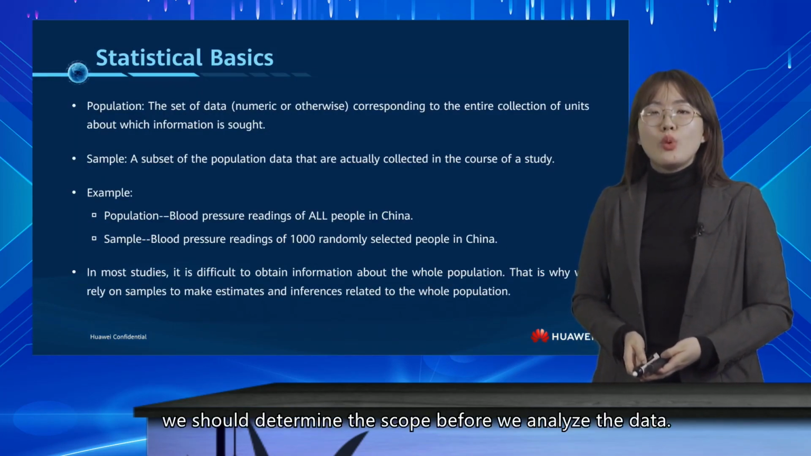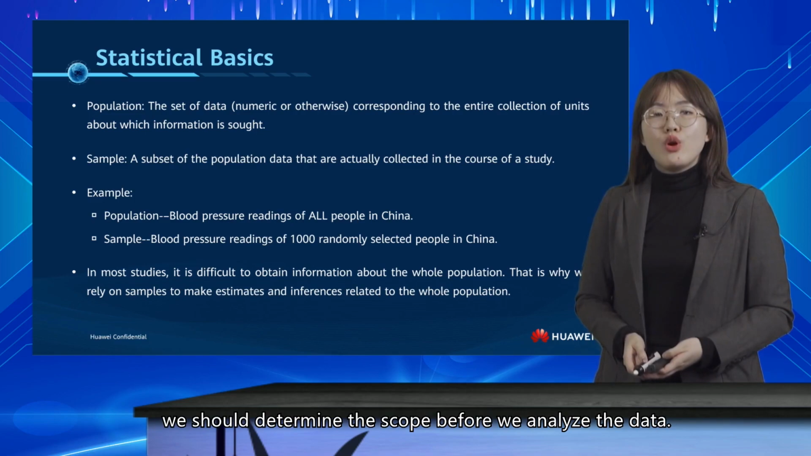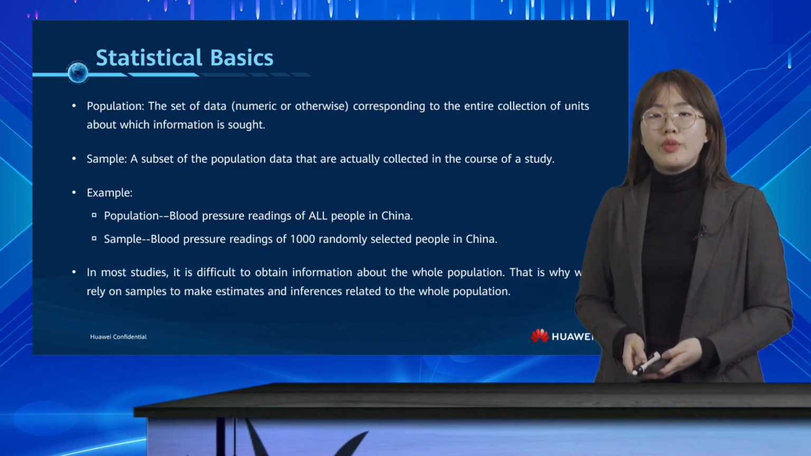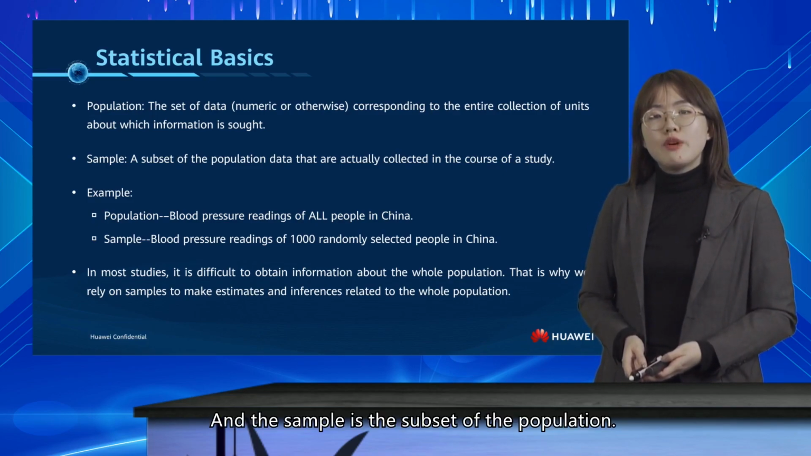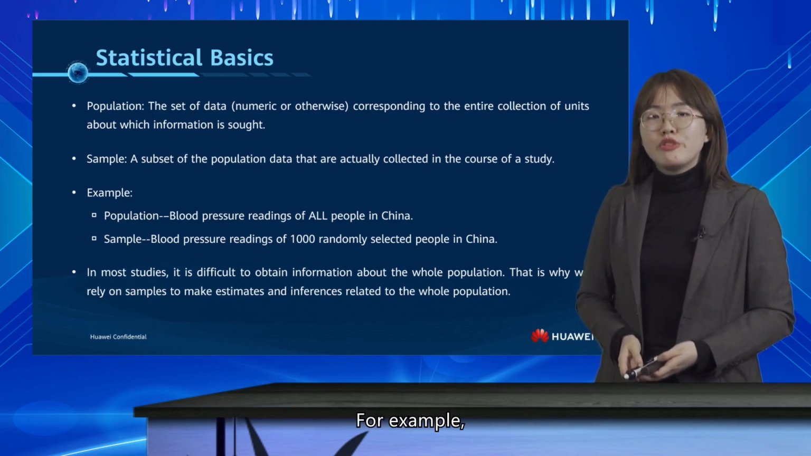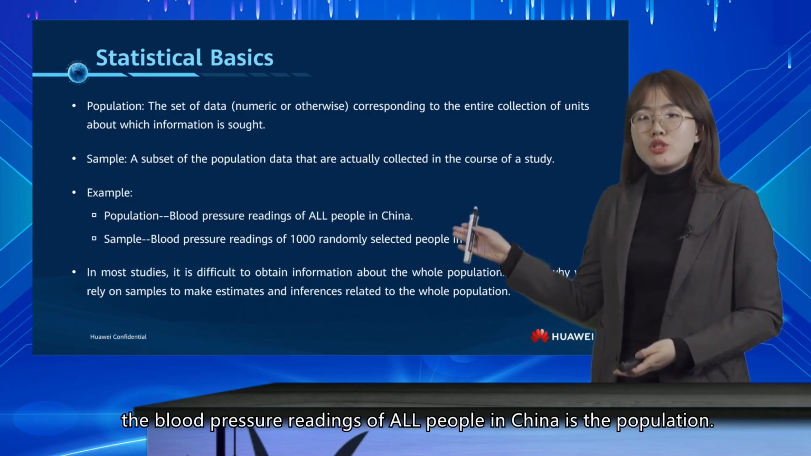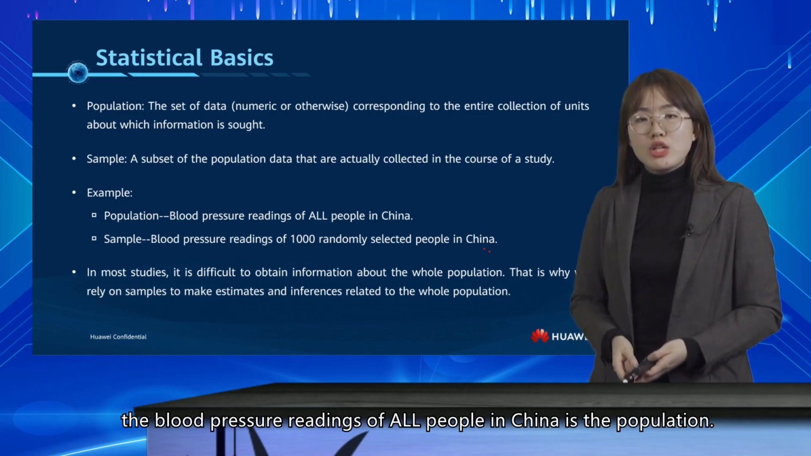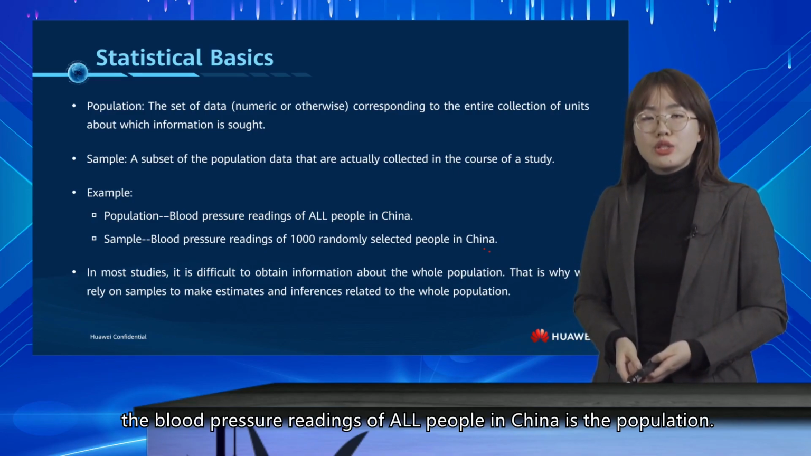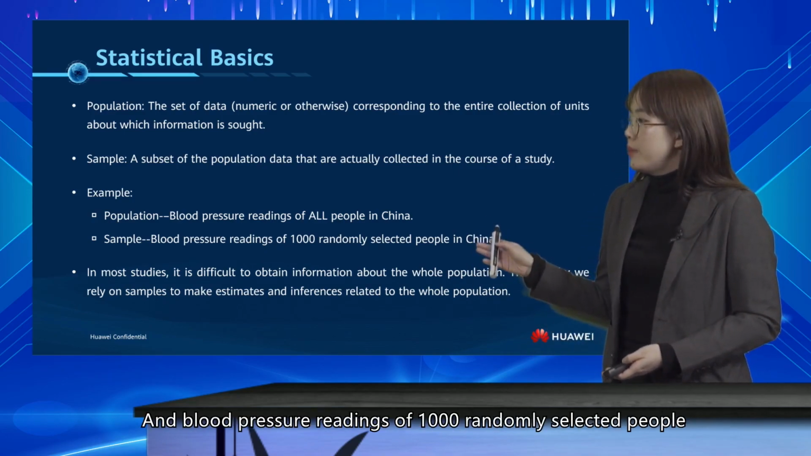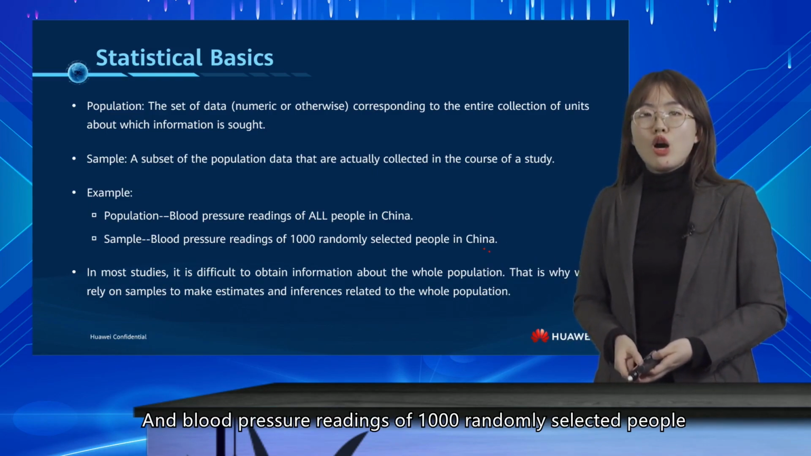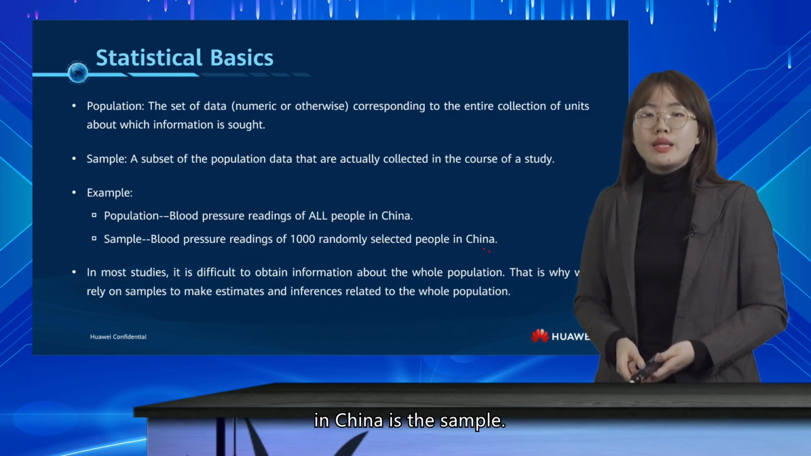To begin with, we should determine the scope before we analyze the data. The population is the set of the entire dataset, and the sample is the subset of the population. For example, the blood pressure readings of all people in China is the population, and blood pressure readings of 1,000 randomly selected people in China is the sample.